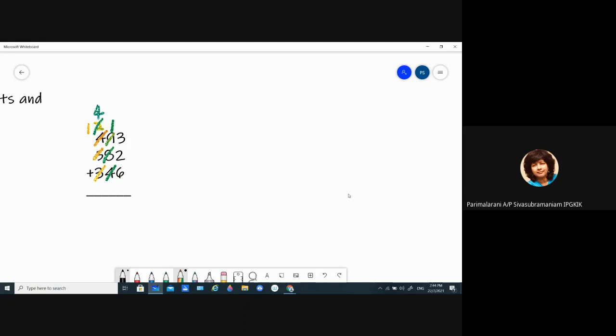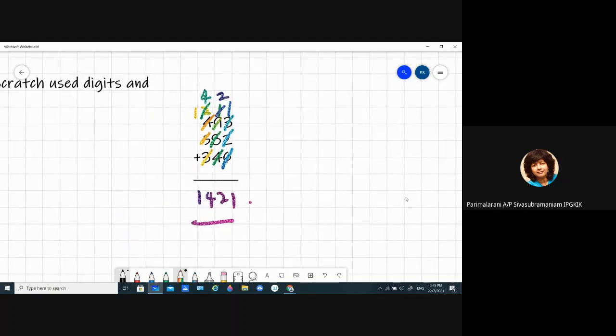Then third row, third column is 3 plus 2, 5. As you add, you scratch. 3 plus 2, 5. 5 plus 6, 11. Another 1 we're supposed to add here. So we scratch this and write 2. So the answer is 1, 4, 2, 1. Okay. This is called the scratch algorithm.